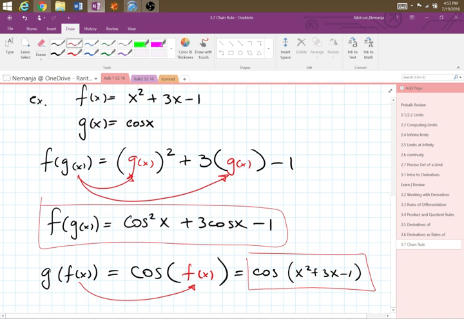So the first answer is for the function composition f composed with g, which means g is the one that is plugged into f. This one, g composed with f, means that f is the one that is plugged into g.